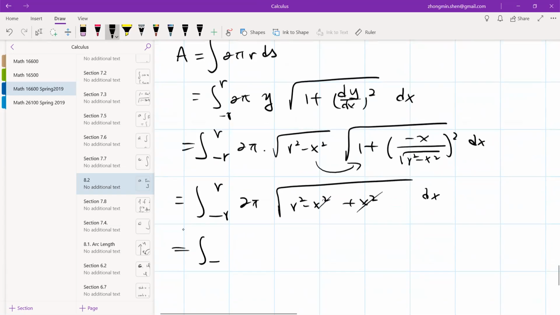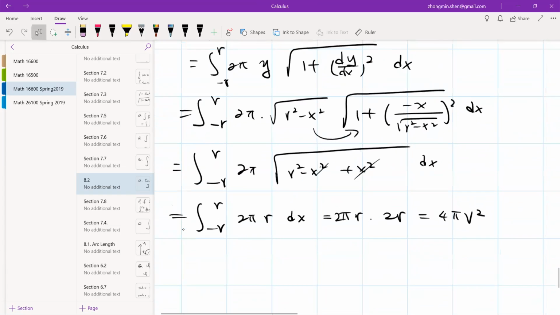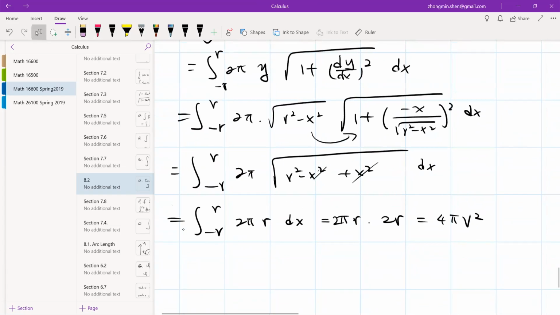So you get the integral from negative r to positive r of r dx. This is going to be 2 pi r times 2r, which is 4 pi r squared. That's the surface area of the sphere. Now we used calculus to derive the formula. I don't think you can understand that when you're in middle school. You just accept the formula.